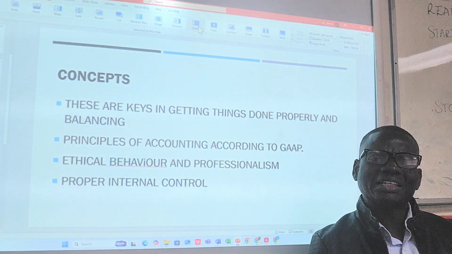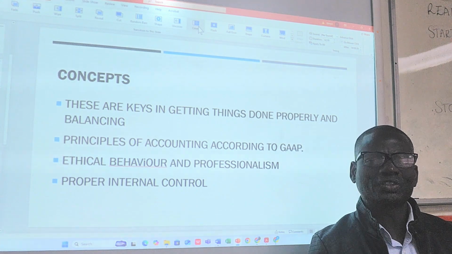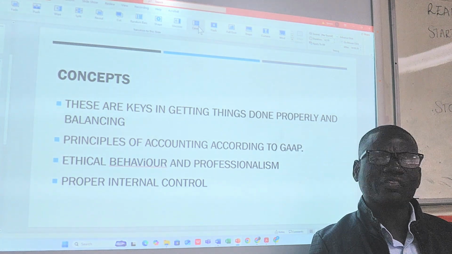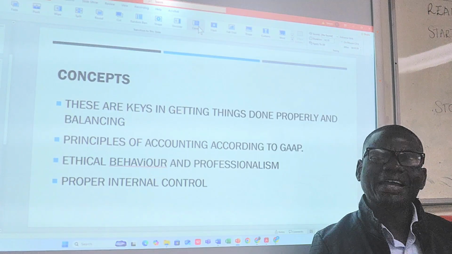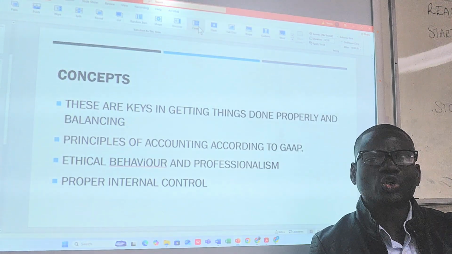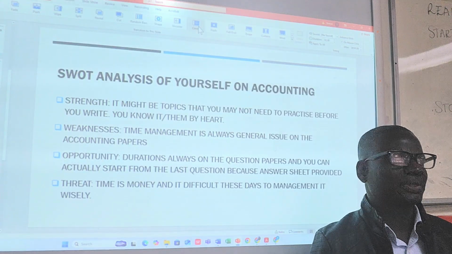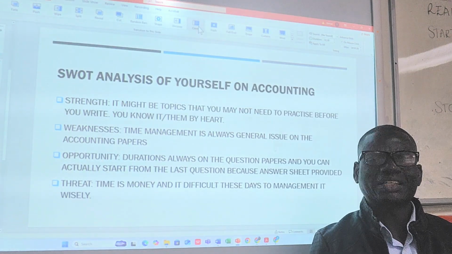Technical, ethical behavior and professionalism are very, very important for corporate governance and some other things. A proper internal control system is very, very important, because those are the level 1, level 2 questions for you to grab. Then let's go to the SWOT analysis.